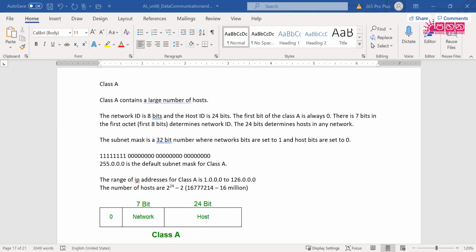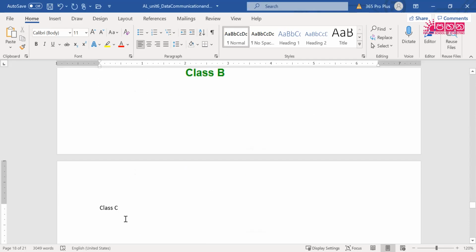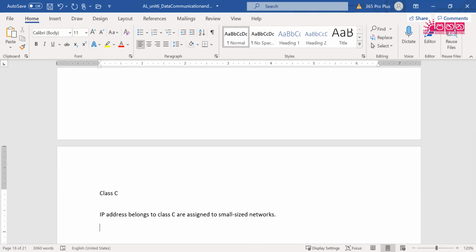Let's write down under class C. We can say that class C IP addresses, IP address belongs to class C are assigned to small size networks, right, that we have discussed earlier as well.